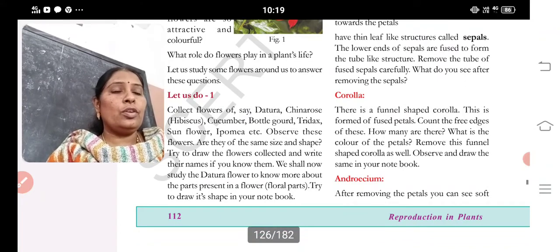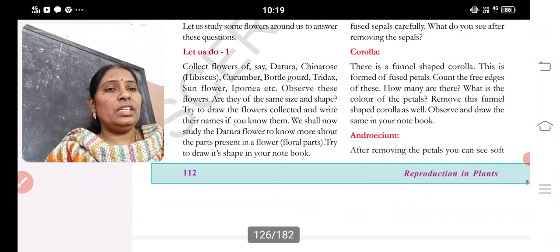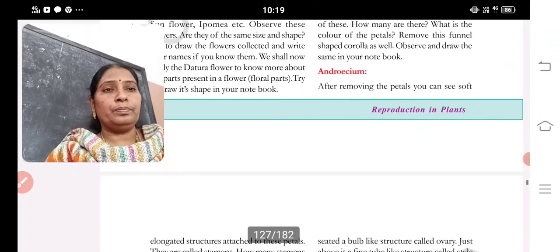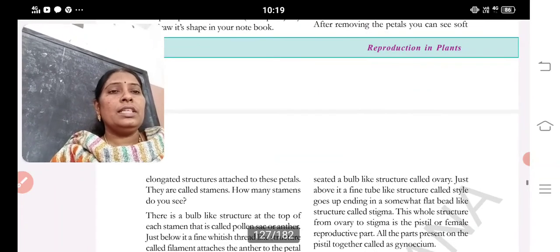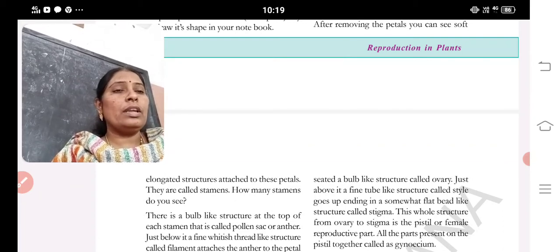Androecium. After removing the petals, you can see a soft, bulb-like structure called the ovary. Just above it is a fine tube-like structure called the style, going up and ending in a somewhat flat bead-like structure called the stigma. The whole structure from ovary to stigma is the pistil, or the female reproductive part.